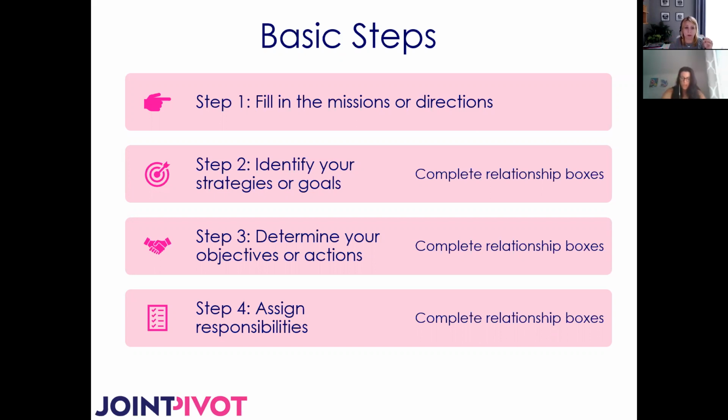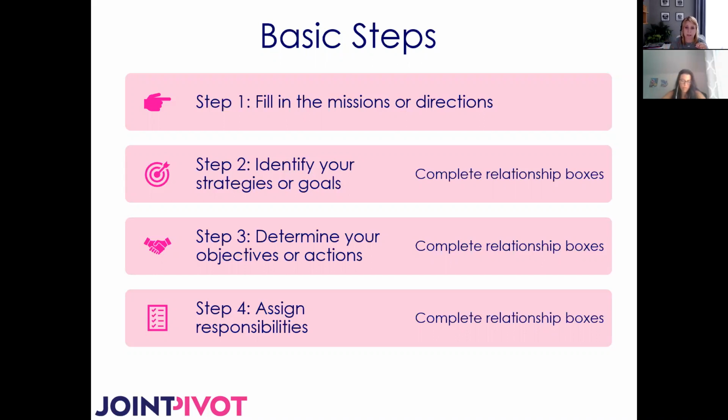From that, you go through and identify what your strategies or goals are. And those strategies or goals could be like 3 years out. I usually think 3 years is a good estimate to get a good clue of where you want to go, but you're not looking as short term as 1 year. So identify your strategies or goals. Then you want to complete those relationship boxes between your mission and values and your strategies.